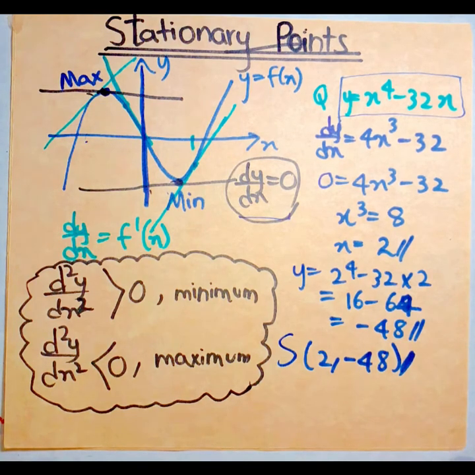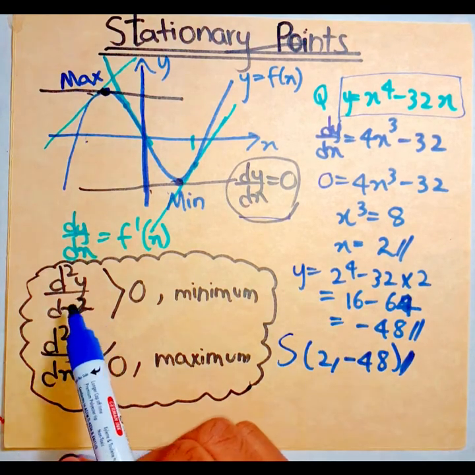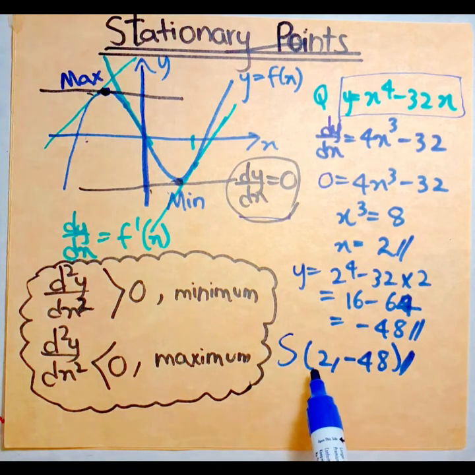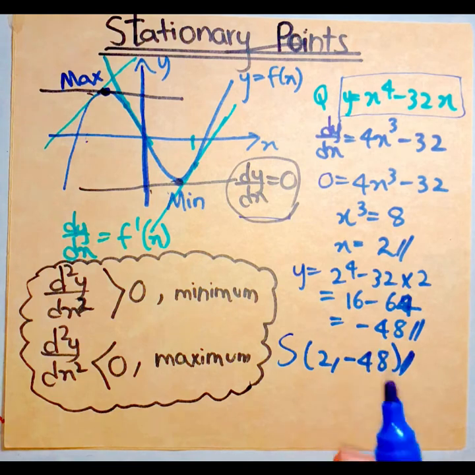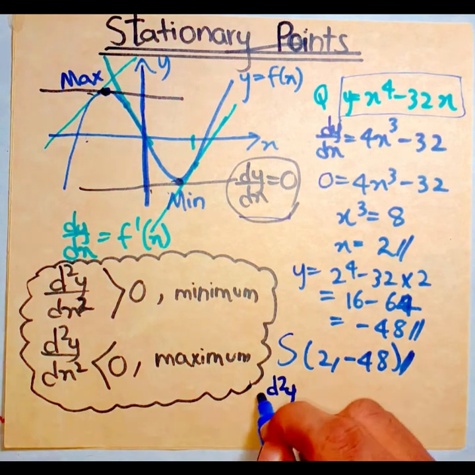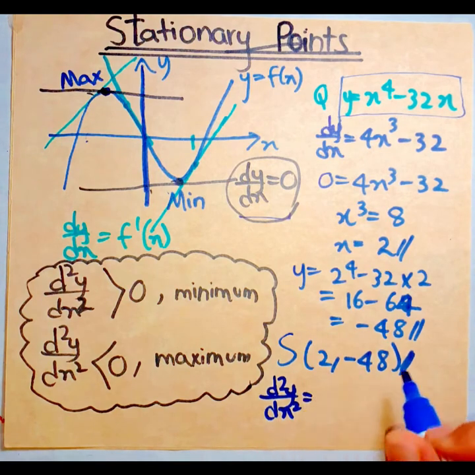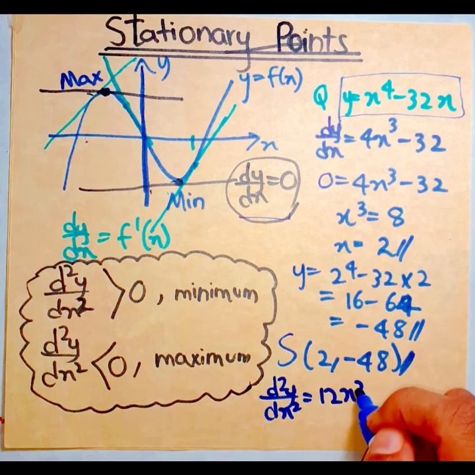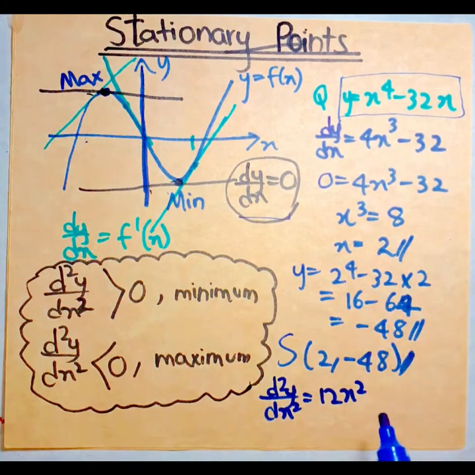So that's pretty simple, and now we'll be looking at d squared y by dx squared. If we find the second differentiation, d squared y by dx squared, that will tell us whether the stationary point 2 comma minus 48 is a maximum or a minimum. So now we find d squared y by dx squared, which means we differentiate this, so it's going to be 12x squared, and minus 32 vanishes.